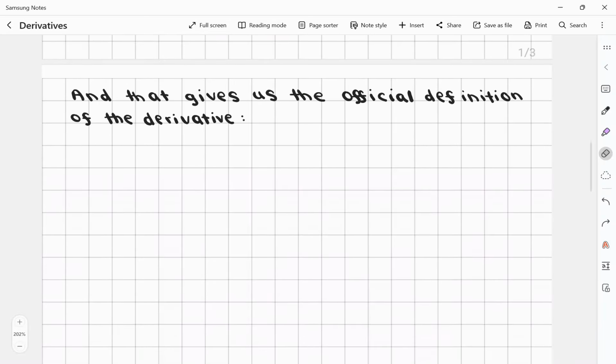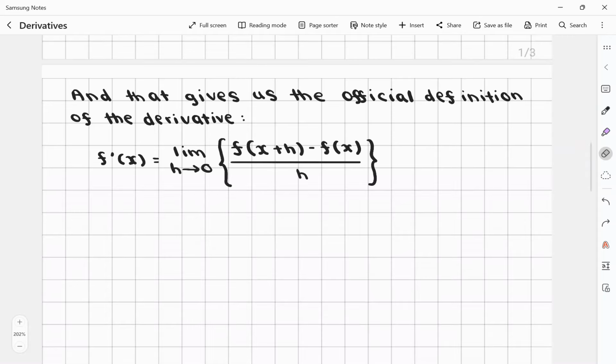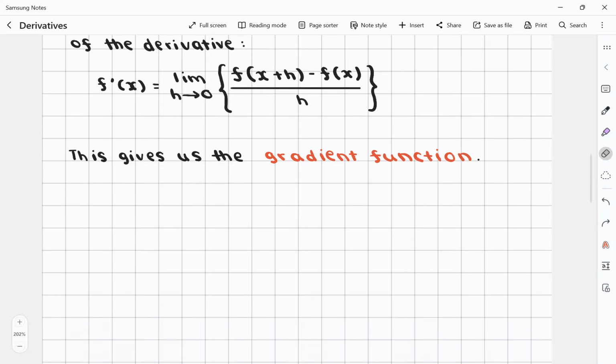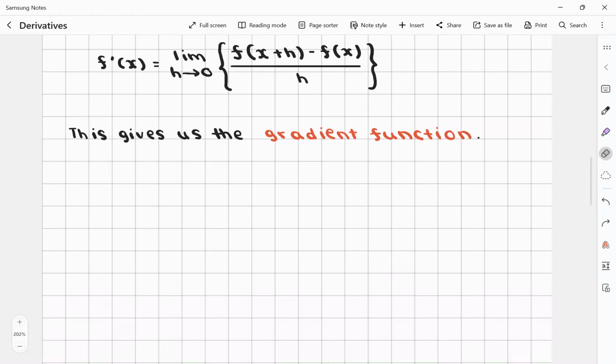And that gives us the official definition of the derivative, which says that the first derivative is equal to the limit as h tends towards 0 of f of x plus h minus f of x over h. This also gives us something known as the gradient function, which I will go on to describe in an exam question, a practice question.